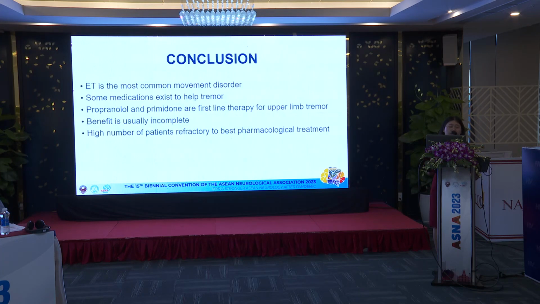So in conclusion, essential tremor is the most common movement disorder, and some medications exist to treat tremor, and propranolol and primidone are first-line therapy for upper limb tremor. But the benefit of the treatment is usually incomplete, and the number of patients refractory to pharmacological treatment is quite high.